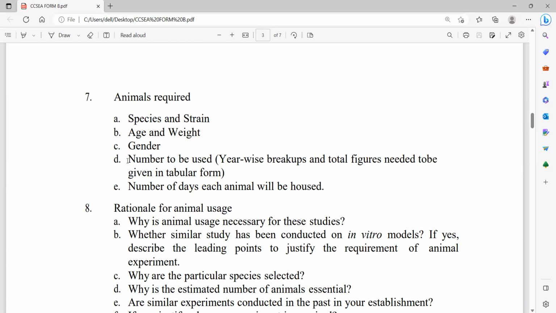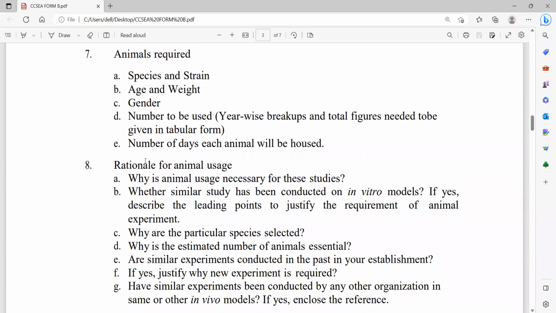If the study is for 3 years, suppose a PhD protocol is there, then in that case you have to break up your study protocol into a year-wise pattern, and how many animals you need every year is to be presented in tabular form. Then number of days each animal will be housed, for how many days the animals will be in the animal house, that should be mentioned.